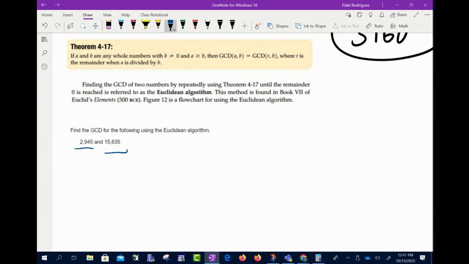the two numbers that we have right now. Okay. So the two numbers, y'all, are 2,945 and 15,635. We want to find the greatest common divisor using this thing called the Euclidean algorithm. Okay, so the first thing it says is that the number A has to be bigger than B. So y'all, I would say A is going to be my number 15,635, and my number B is going to be the number 2,945 because A needs to be the bigger number.